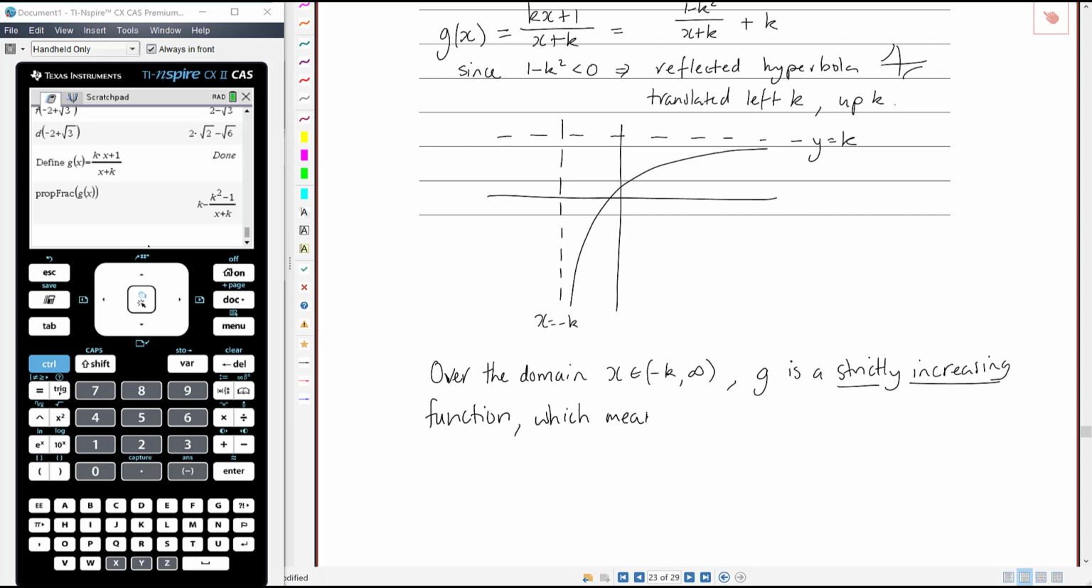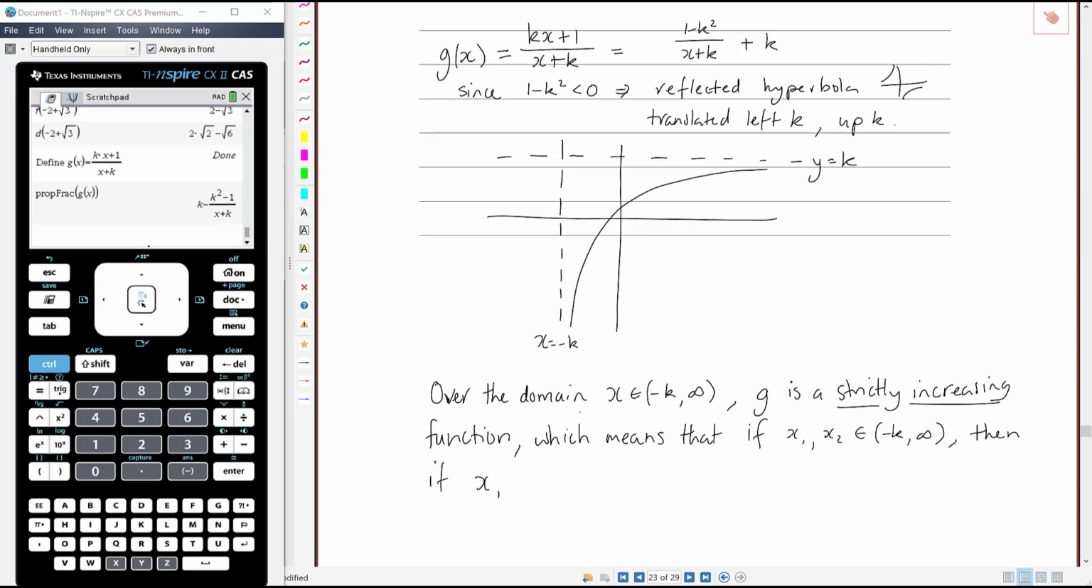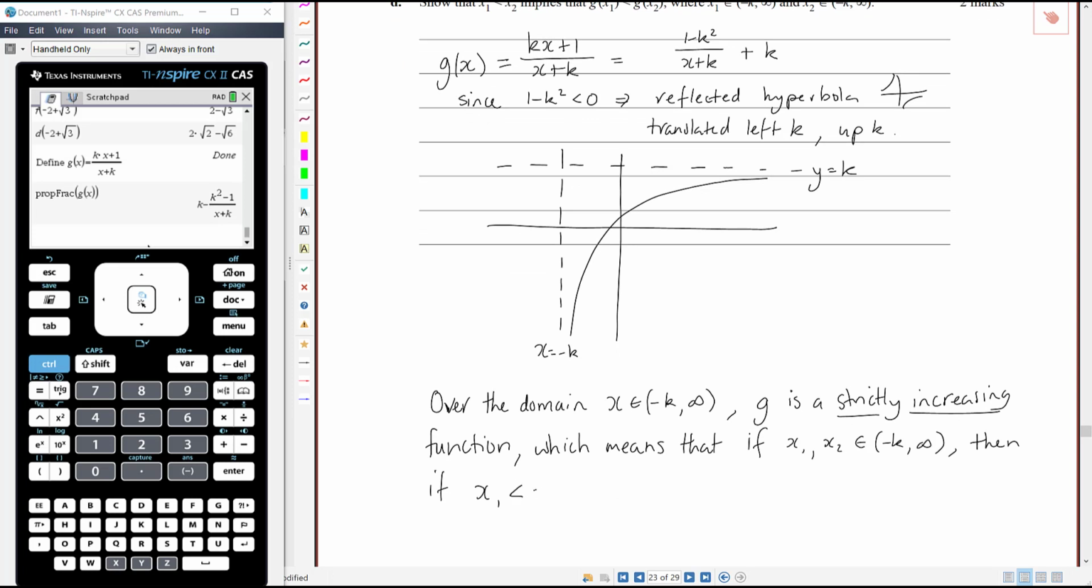which means that if x1, x2 are both elements of that same domain, then if x1, which way did they write it up here? If x1 is less than x2, that means that g of x1, so the y value at x1 has to be lower down than the y value at x2, and that's the definition of a strictly increasing function.